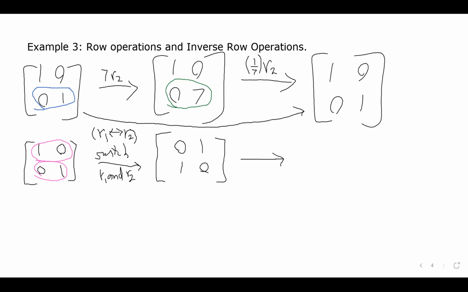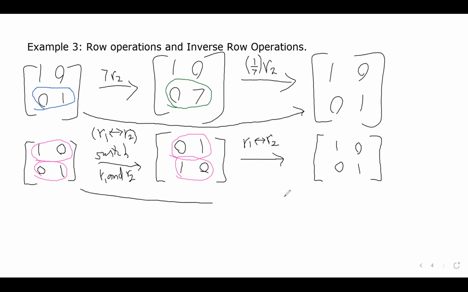Okay, so now take this matrix, and I want to get back to the identity matrix. What to do is switch the same 2 rows. If I switch row 1 and row 2 again, then I get back to where I started. And so the inverse operation of switching rows 1 and 2 is the same operation, switching rows 1 and 2. You switch row 1 and 2, then you switch row 1 and 2 again, and you get back to where you started.